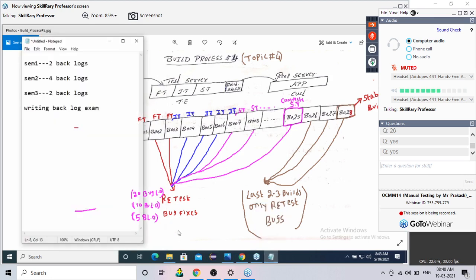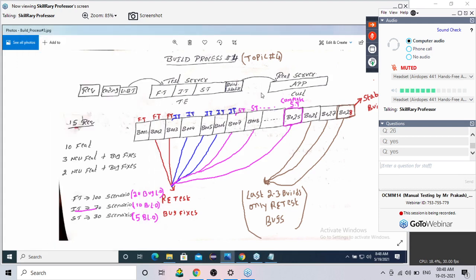Once you have a backlog, if you see this example, you will not say I'm doing engineering. Semester 1, you are doing engineering. Semester 2, you are doing engineering. Semester 3 also you are doing engineering. But this we call as writing the backlogs. Same way we say I am retesting the bugs. We don't say I'm doing any type of testing. Is it clear?